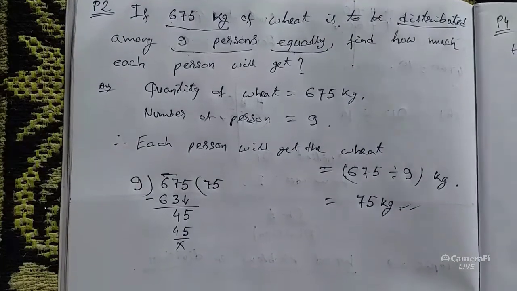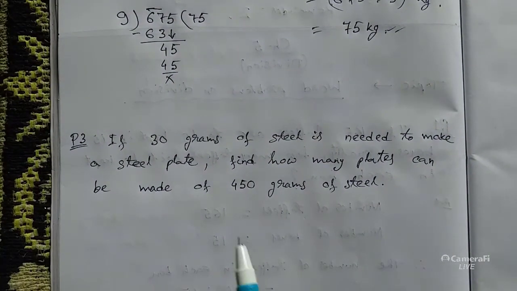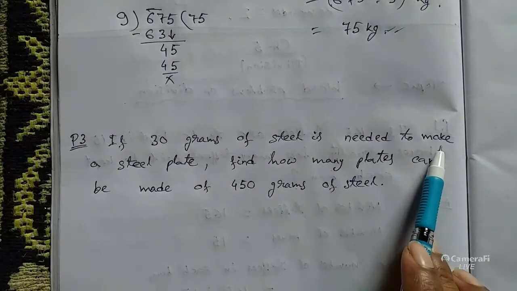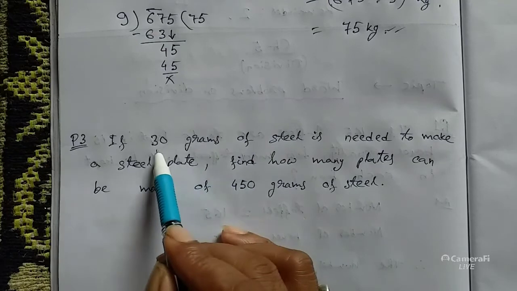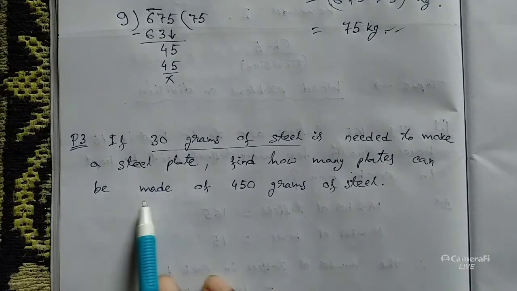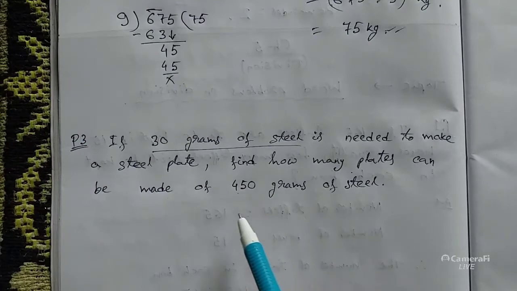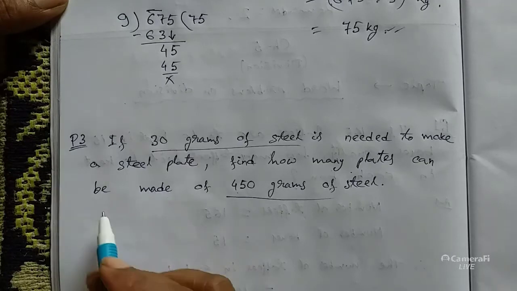Now coming to the next problem, problem number 3. If 30 grams of steel is needed to make a steel plate, that means to make one steel plate 30 grams of steel is required. Find how many plates can be made of 450 grams of steel. So here the total quantity of steel is 450 grams. Let us first note it down.